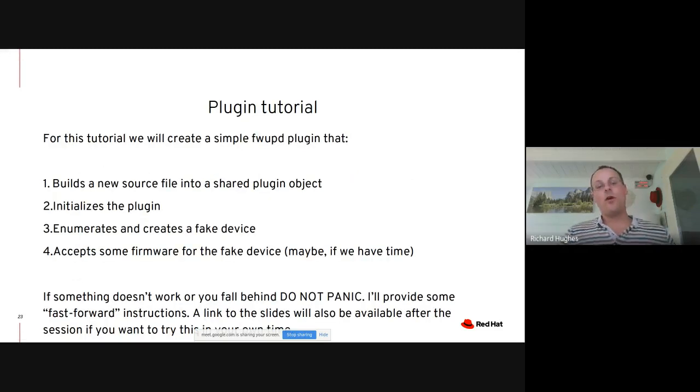So, what I want to do is create a simple plugin that builds a source file into a shared plugin object. Now that sounds very complicated, but it's actually very simple. It initializes a test plugin. It enumerates and creates a fake device. I'll explain what I mean by enumerates in a minute. And then I want to be able to use that fake device and accept some firmware and pretend to write it to a device. Maybe. Not sure, if we have time. Depends how fast I talk.